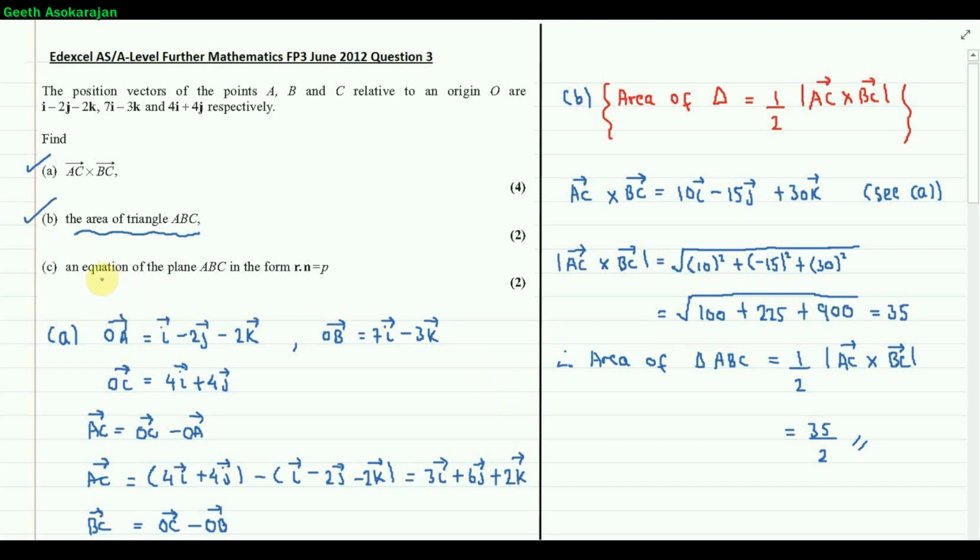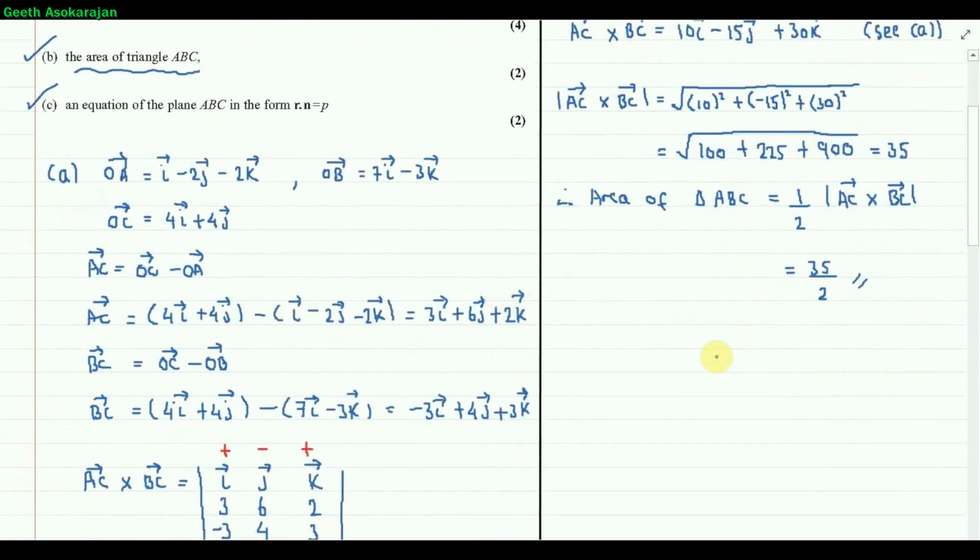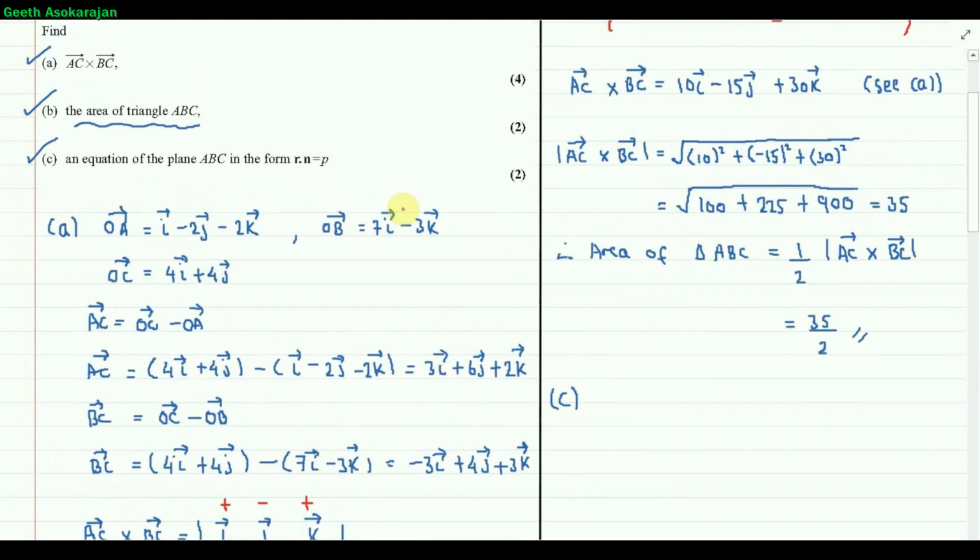Now let's have a look at part C. Find an equation of the plane ABC in the form r dot n equals p. So let me show you how to do that. Let me do the last part C over here. In order to work out the equation of the plane, they've given you the formula. This is the formula for the plane in scalar product form.